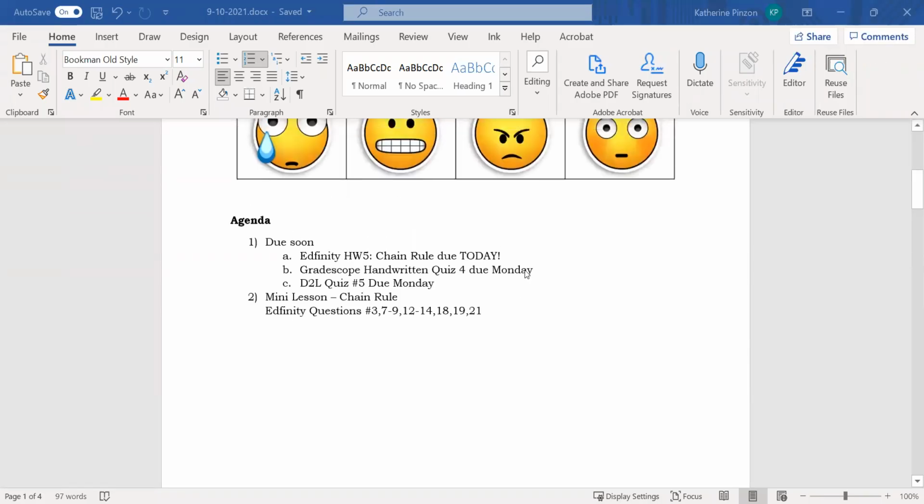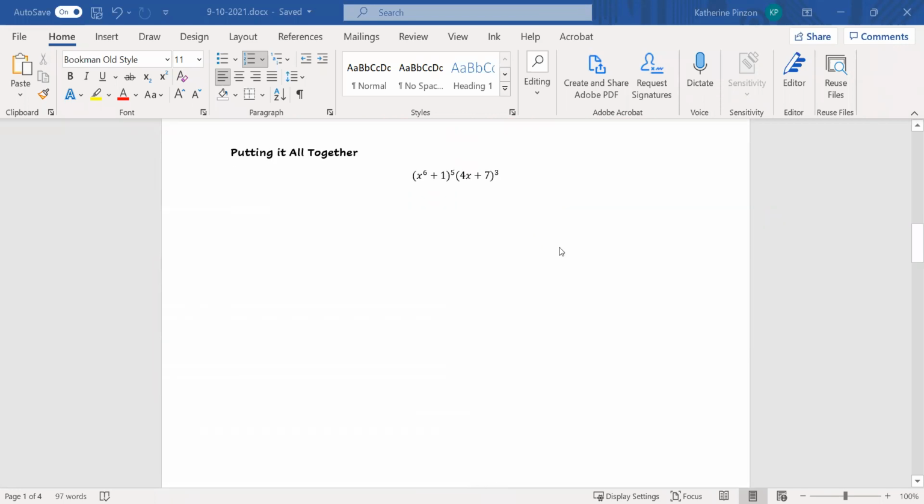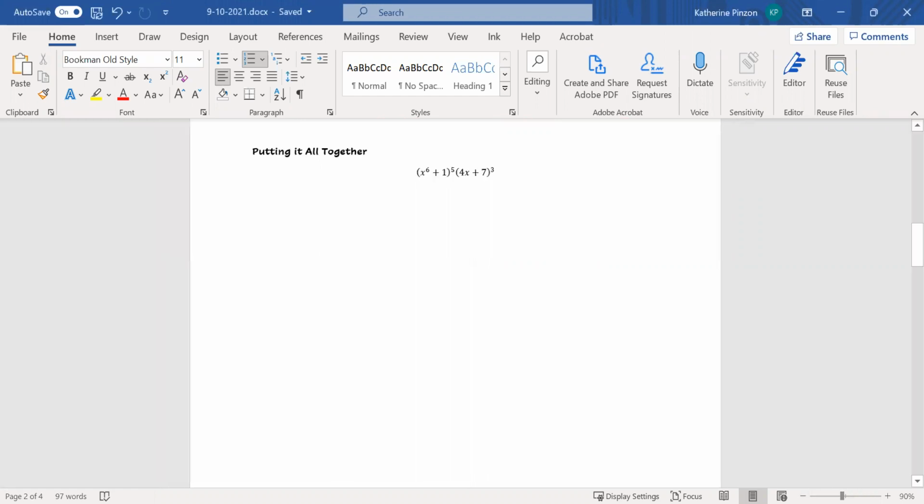Okay, so infinity homework due tonight, chain rule, number 5. Okay, so we're gonna start with one like this. I'm calling this putting it all together because you gotta use all the rules you know to solve these kinds of things, okay? So now we're at the point where we use all the rules we know.